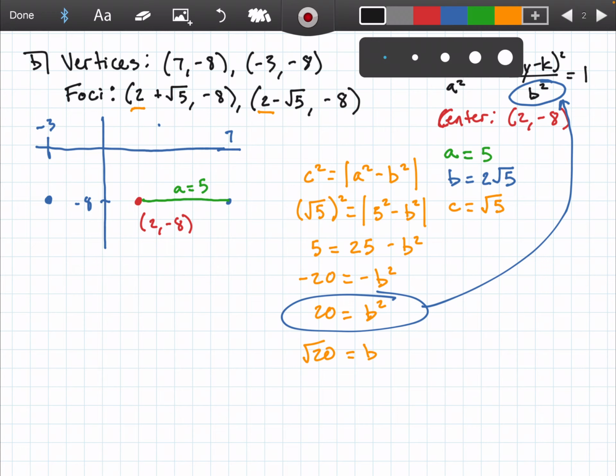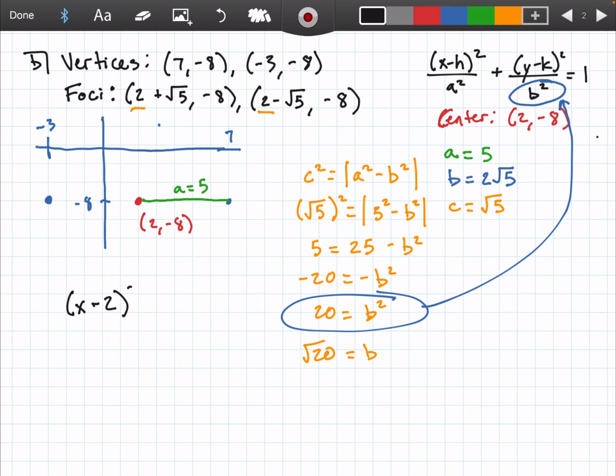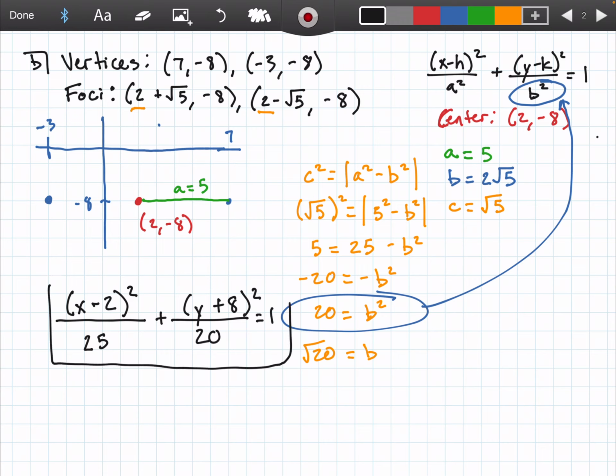So to write our equation, we're going to use the center. So I'm going to go x, my center is 2, -8, so it'll be x minus 2 squared over A squared. A is 5, so A squared is 25. And then I have y plus 8 squared over B squared, which I got is 20. That equals 1.